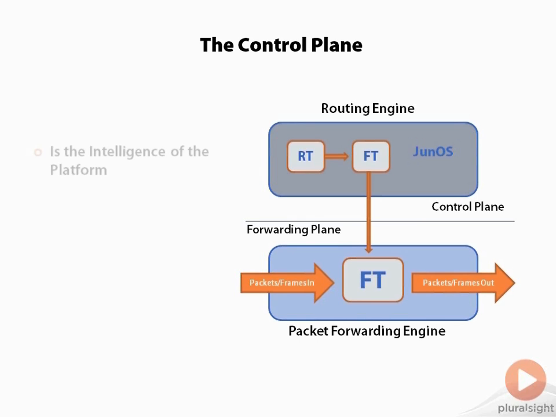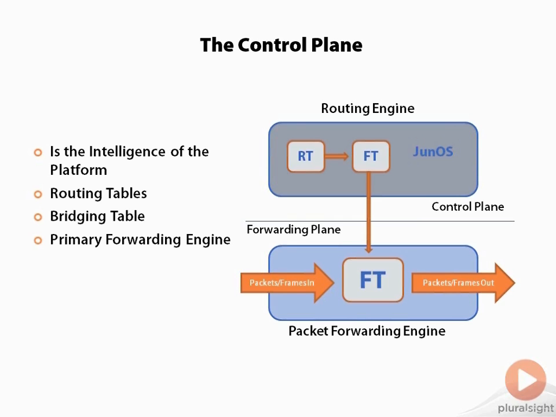The control plane is referred to as the intelligence of the platform. The control plane is home to and maintains the routing table, the bridging table, and the primary forwarding table. Keep in mind that the forwarding table only contains active routes, and its primary use is to process transit packets. Also, notice that the routing table exists in the control plane and not in the forwarding plane. Notice also that the forwarding table exists in both the control and forwarding planes. The forwarding table in the control plane is referred to as the primary forwarding table. The forwarding table in the forwarding plane is basically a copy of the one in the control plane.